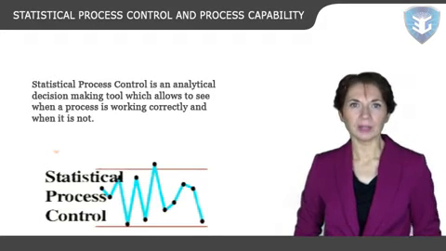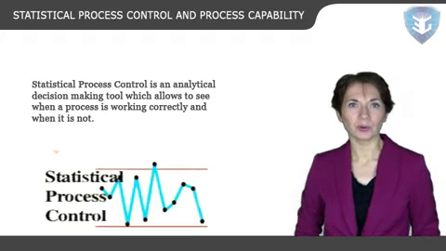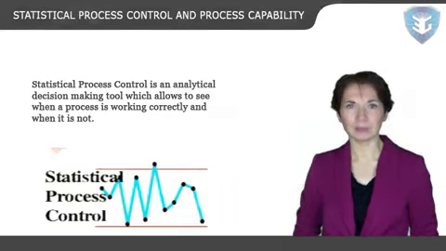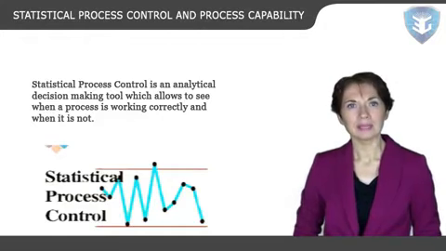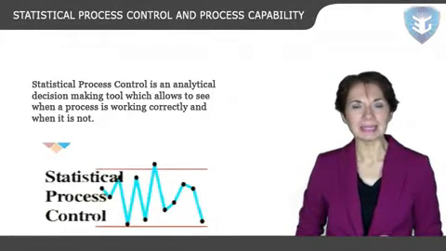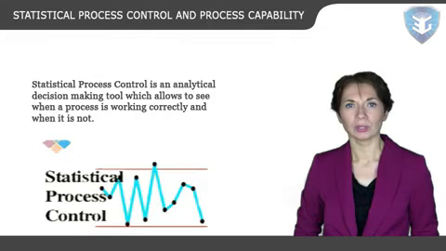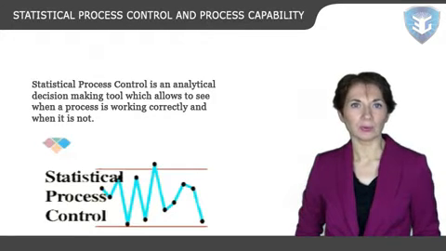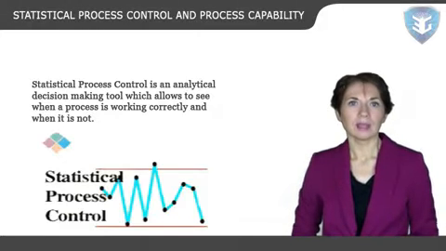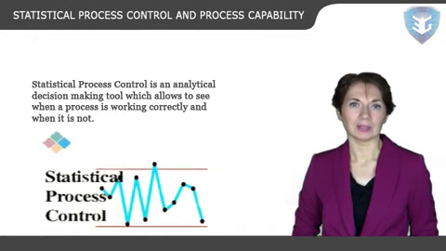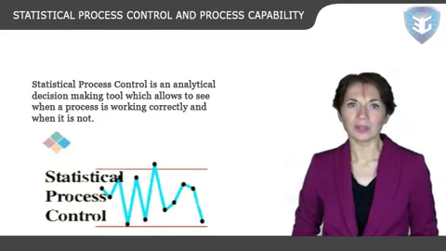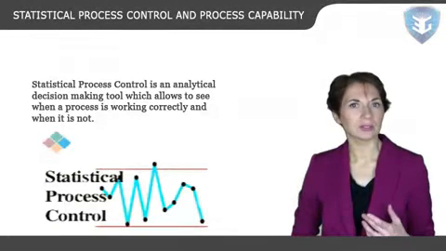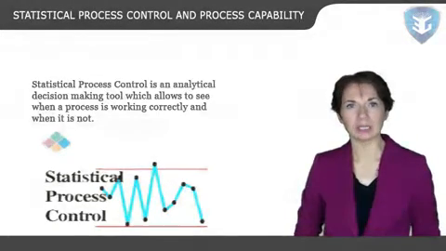Let's start with a brief introduction to statistical process control and process capability. Statistical process control is an analytical decision-making tool which allows you to see when a process is working correctly and when it is not. Variation is present in any process. Deciding when the variation is natural and when it needs correction is the key to quality control.